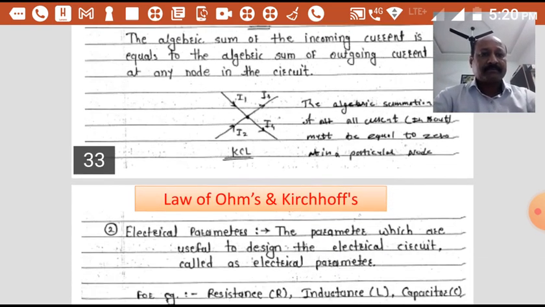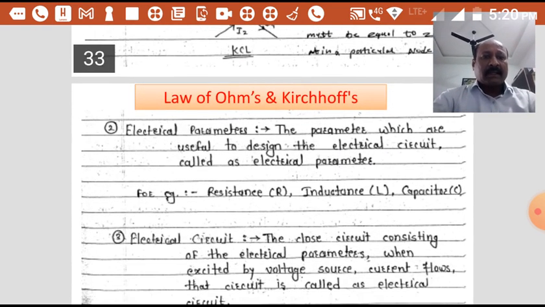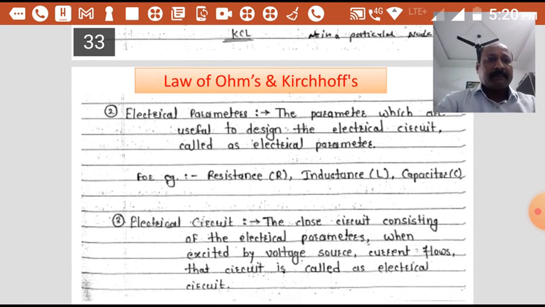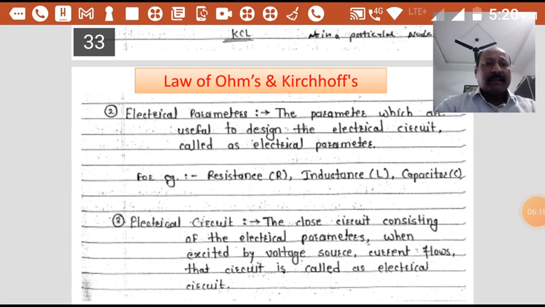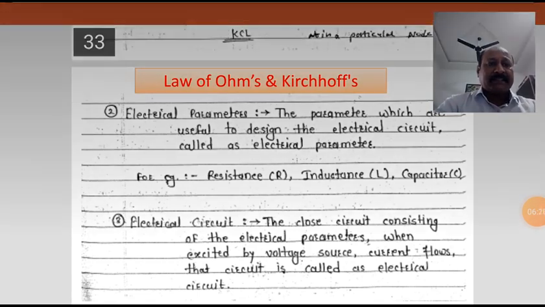Then electrical parameters. The parameters which are useful to design an electric circuit are called electrical parameters. So how will you design the circuit? We can design the circuit by interconnecting the electrical parameters, that is resistance, inductance and capacitance.